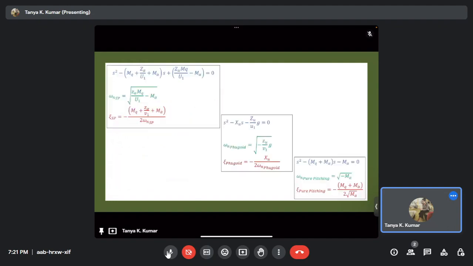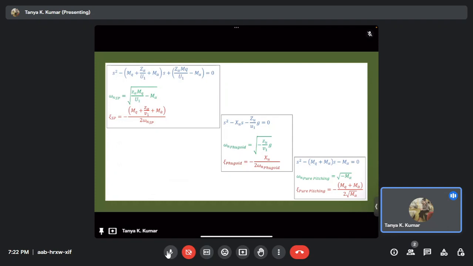So this slide summarizes all the three cases. Just go over it, just remember these. You just have to remember the equations, or if you can do the main matrix, then it will be fairly easy. When you have the assumptions, you can make your own equations. You don't have to remember the natural frequency and damping ratio, you can derive it fairly simply. So this compares your short period, Phugoid and pure pitching motion approximations.